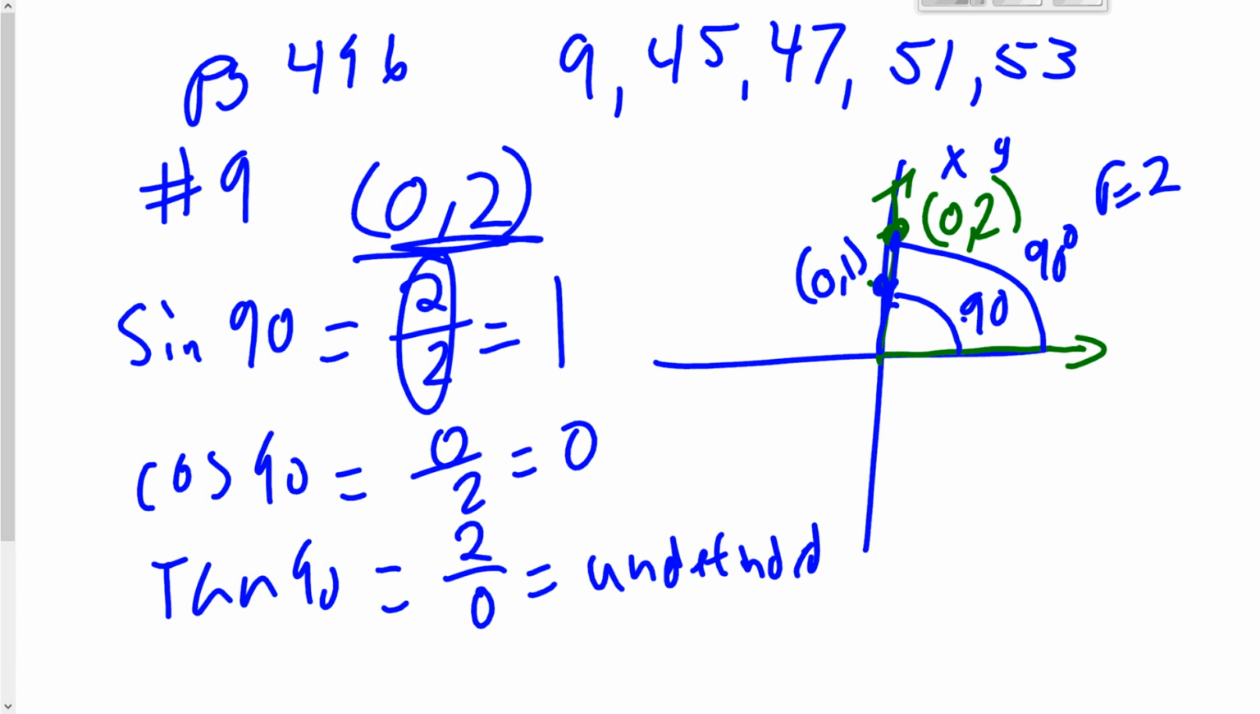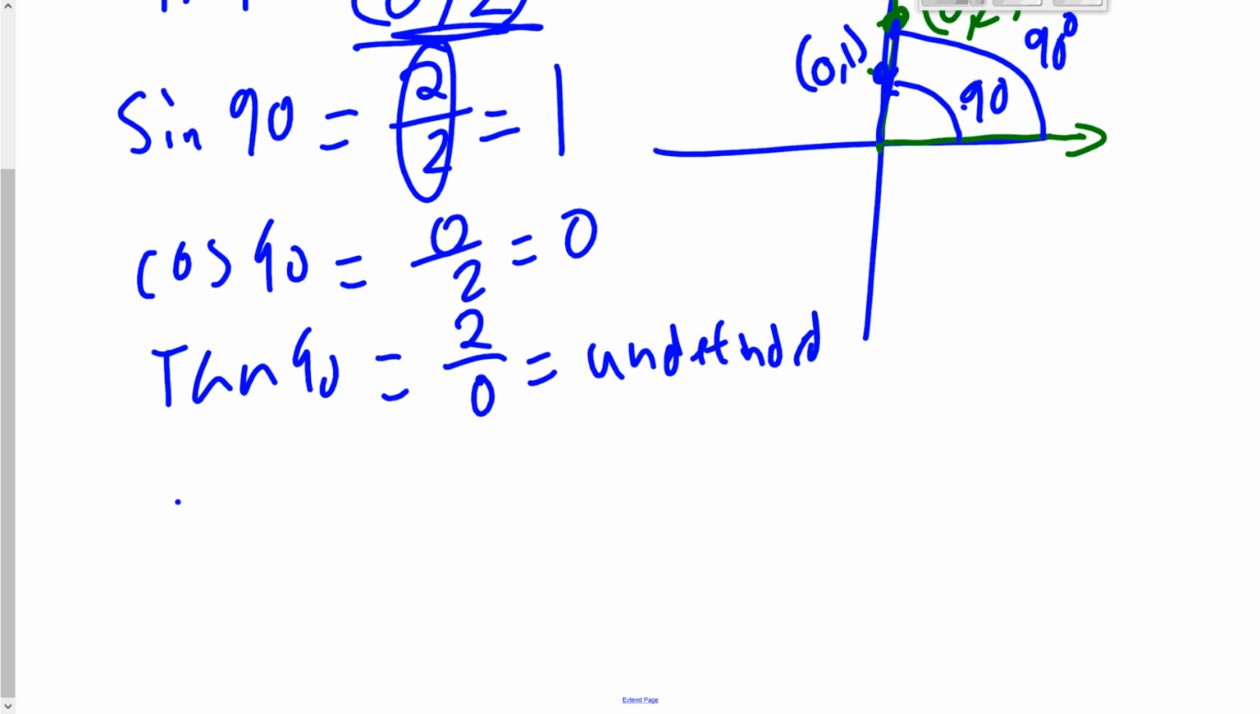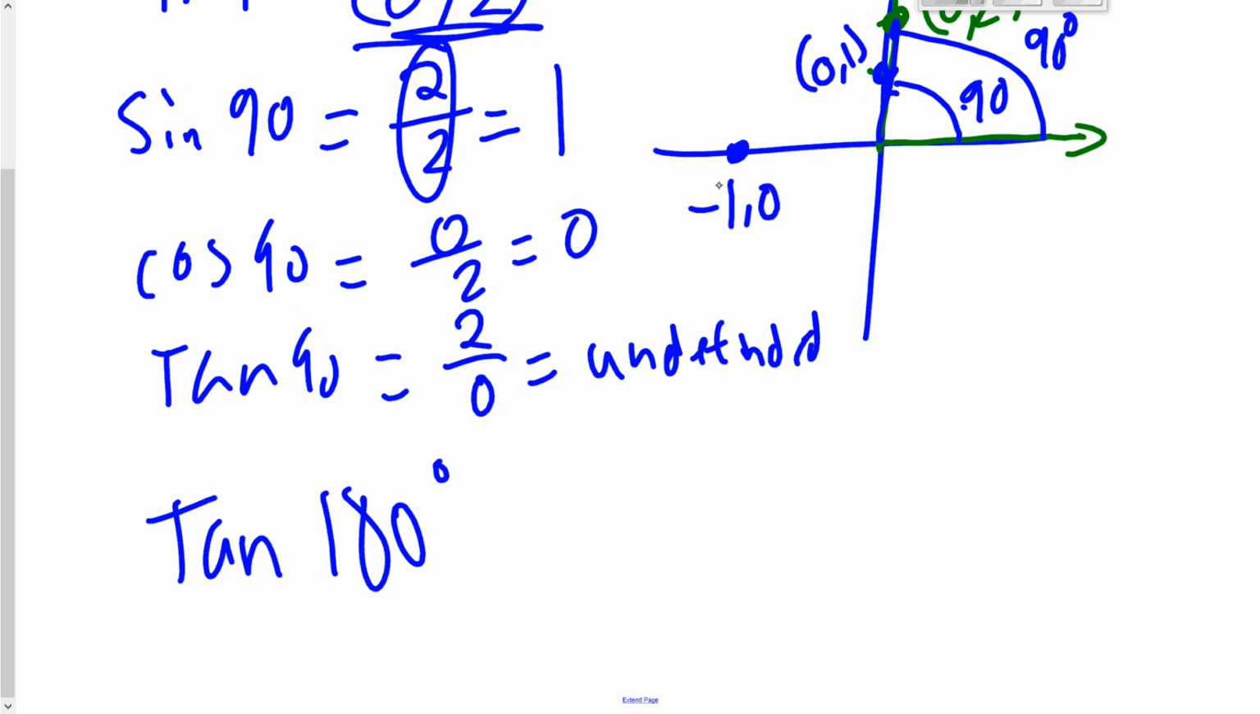Okay, let's take a look at number 45 and find tangent of 180. And really, I already found these for you, right? We just did this whole thing. So tangent of 180, you can look right here. So if that point is -1, 0, there's your x, there's your y. What's your r? Your r is 1. So there you go, find tangent. It's your y over your x, right? Which is 0.